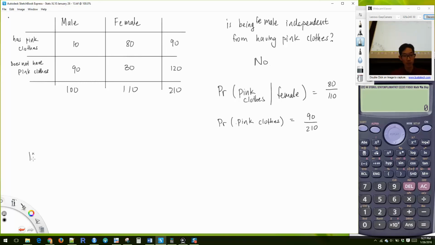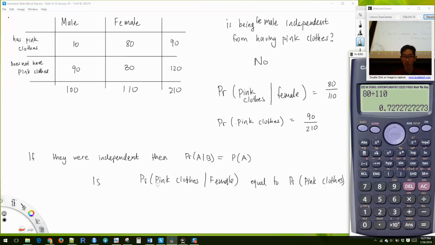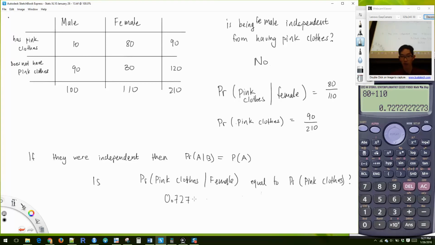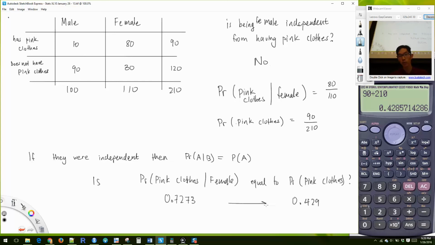And so if they were independent, then the probability of A given B would equal the probability of A. Is that the case? Is the probability of pink clothes given female equal to the probability of pink clothes? Well, 80 divided by 110 is 0.7273. And what's the probability of pink clothes? 90 over 210. This is 0.429. Are these things equal? Not equal, so not independent.